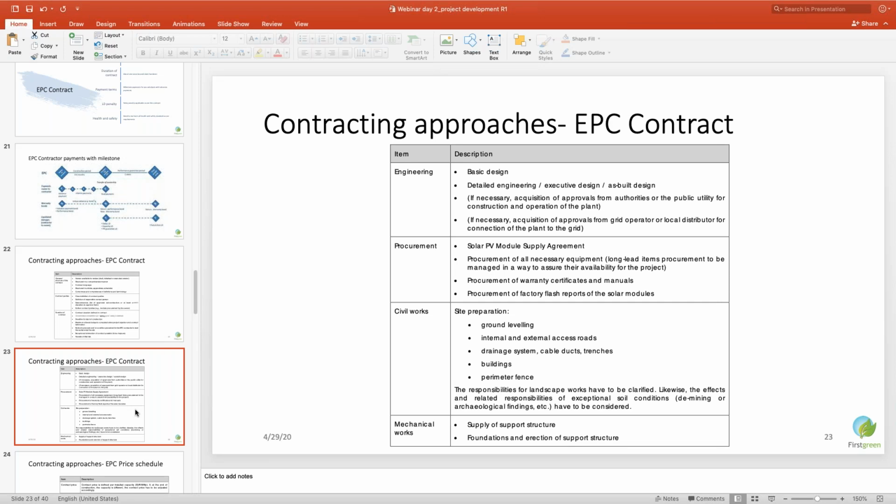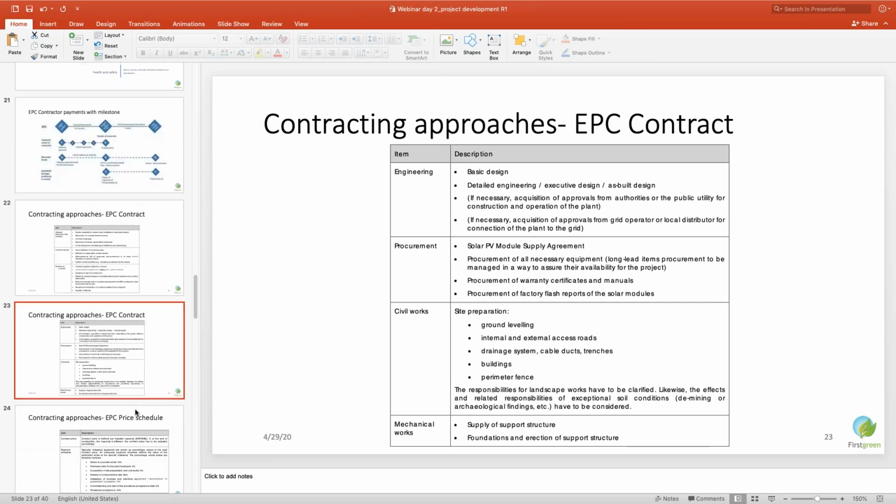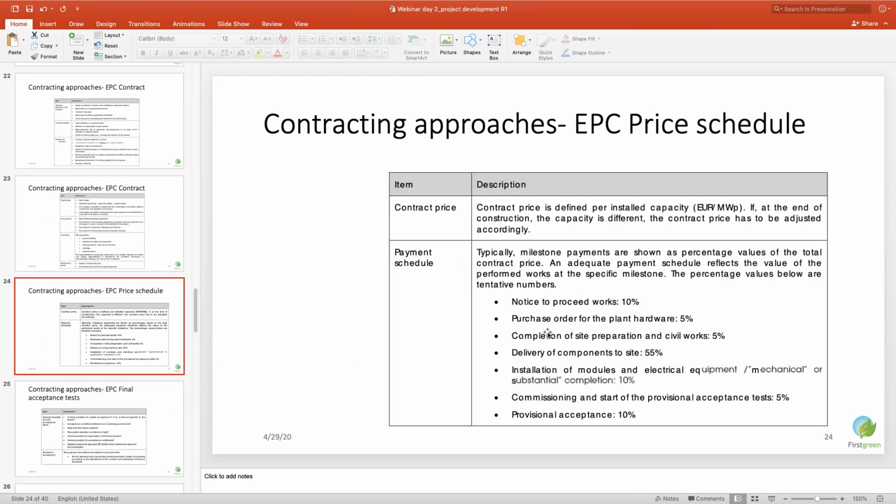So the price schedule which we were discussing, we will define the price as rupees per megawatt or dollar per megawatt, and these are the typical payment conditions. You can give some payment, about 10%, at the time of notice receipt, and when he releases the purchase orders to various suppliers, then you give 5% payment to him. Then on completion of the site preparation and civil work, 5% payment is released. Once he gives you delivery of different components at site, at that time you can give 50-55% payment.